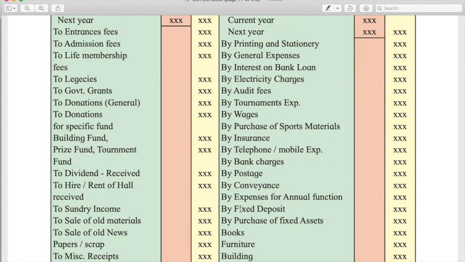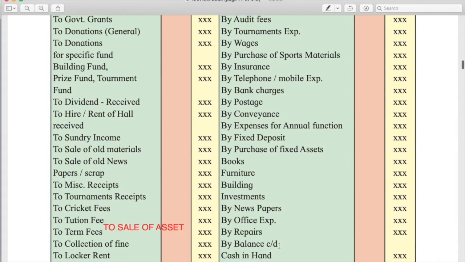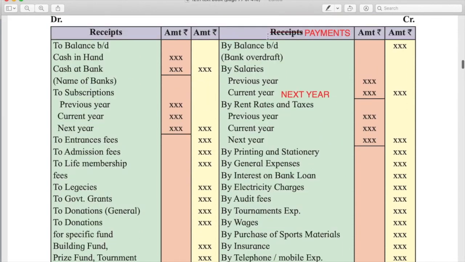Which are the capital expenditures? If you can see fixed deposit, purchase of fixed assets like books, furniture, building, and investments, these are all capital expenditure. This is the purchase of an asset, so it will go to the asset side of the balance sheet. And if we have paid any liabilities, like a bank overdraft, that will be our capital expenditure, and it will be deducted from the liabilities.